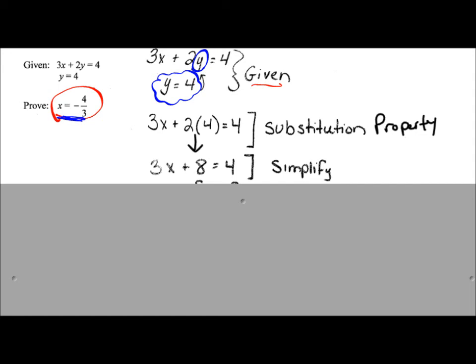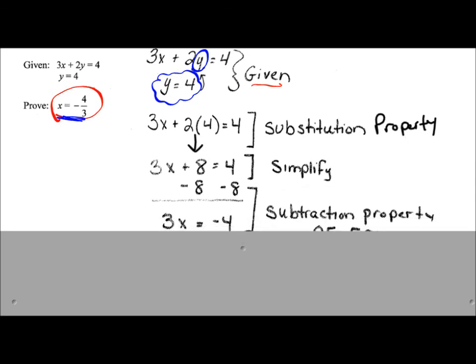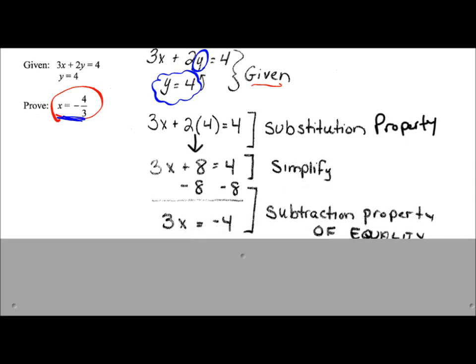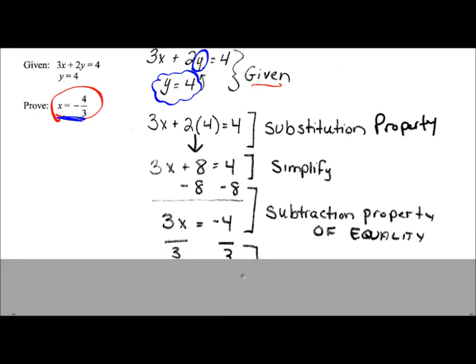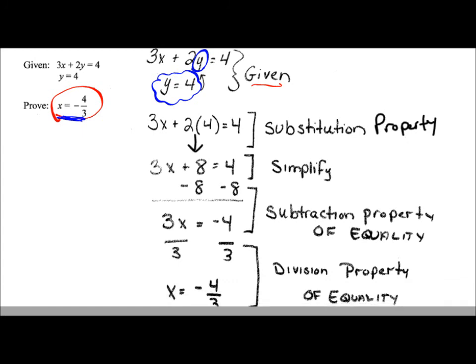Now let's solve the equation. We'll begin by subtracting 8 from both sides. That's the subtraction property of equality. I'm left with 3x equals negative 4. Next, I'll divide by 3. When I do that, I'm left with x equals negative 4 over 3. That's the division property of equality.